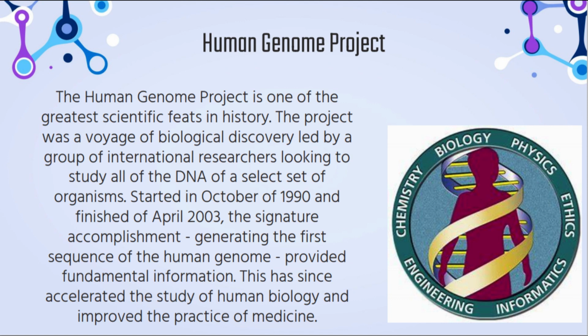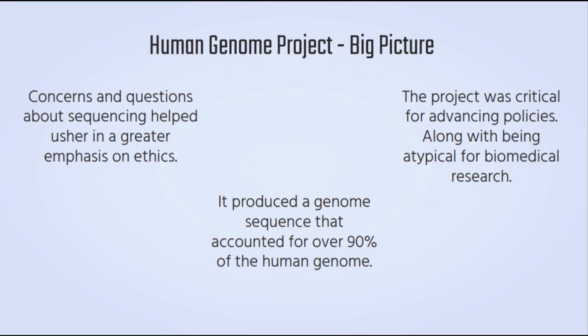The big picture of the Human Genome Project is that it helped raise concerns and questions about sequencing, which helped usher in a greater emphasis on the ethics of using DNA sequencing. It produced a genome sequence that accounted for over 90% of the human genome, so that's 90% that we can mostly understand and sequence and know how to deal with. The project was critical for advancing policies, along with being atypical for biomedical research.